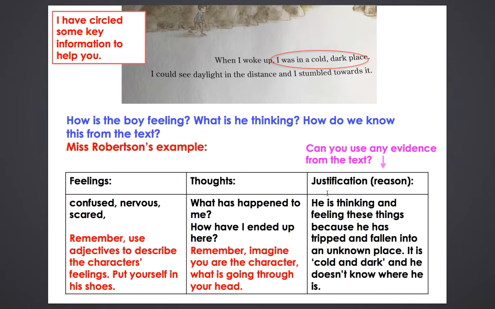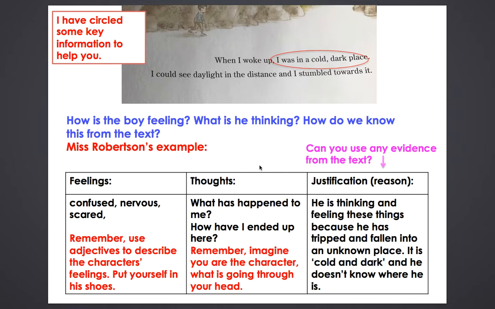And then in this column here, this is the justification. So you've got to explain why you've put these feelings, why you've put these thoughts. Okay, so I've put, he is thinking and feeling these things because he has tripped and fallen into an unknown place. It is cold and dark and he doesn't know where he is. So I've used some quote marks there to show my evidence from the text. It's cold and dark. So I know he's going to be confused and scared.